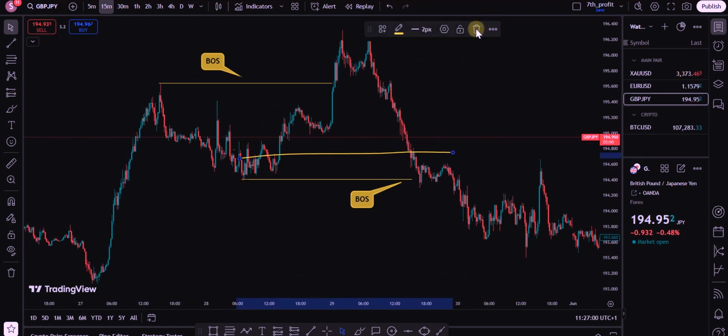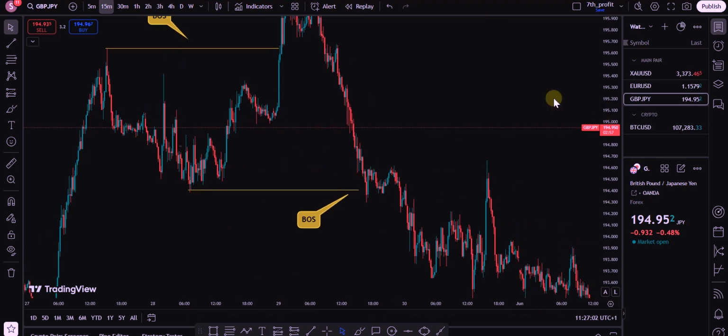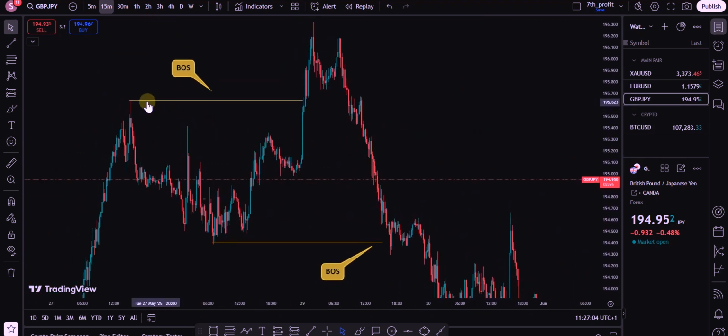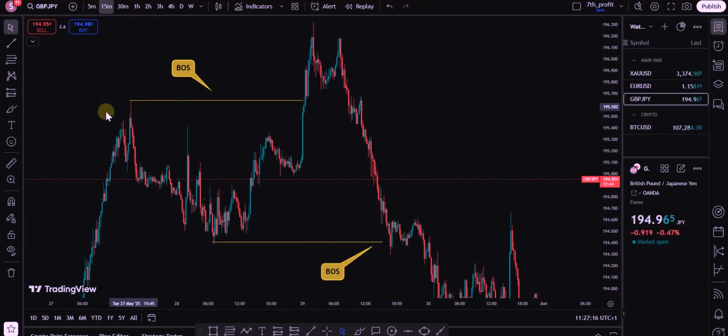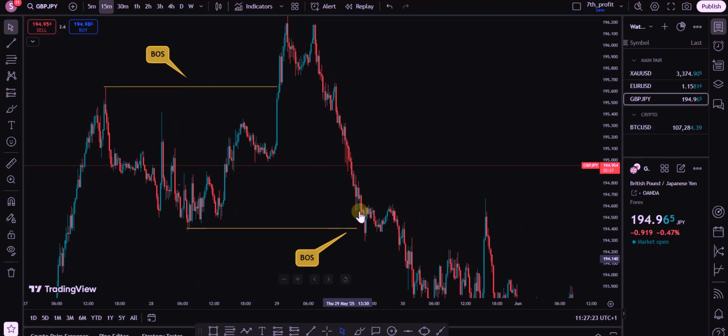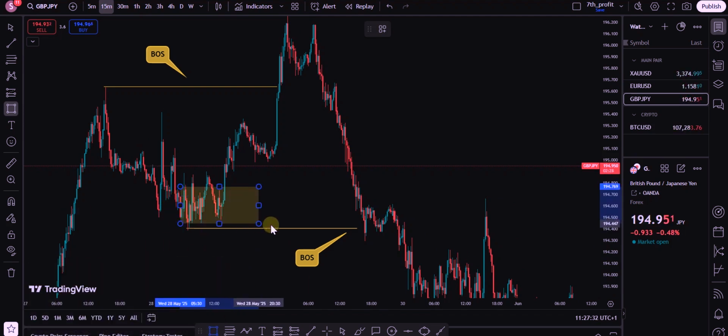Okay, so let me delete this. This is what I'm saying. We have a break of structure to the upside. Remember, I'm talking about bearish breaker block. I'm showing it for you in a real chart example, right? We have a break of structure to the upside, then another break of structure to the downside, confirming a market structure shift. Now, if you want to place your entry, you place your entry to the last down close candle right here.